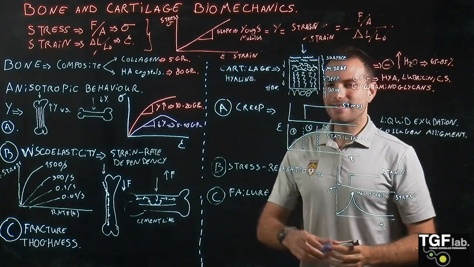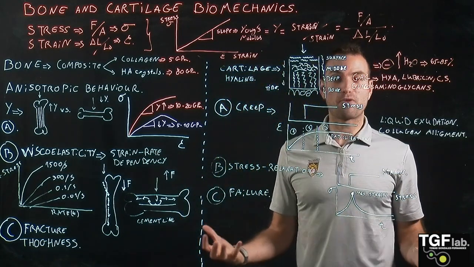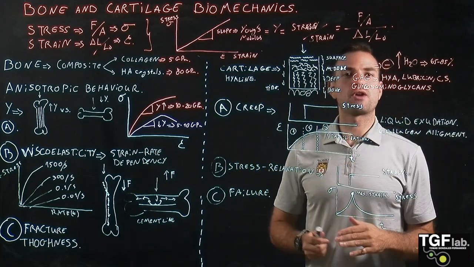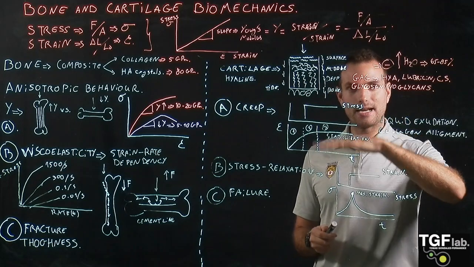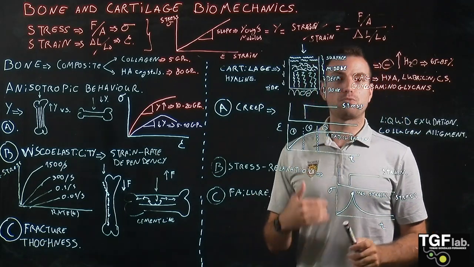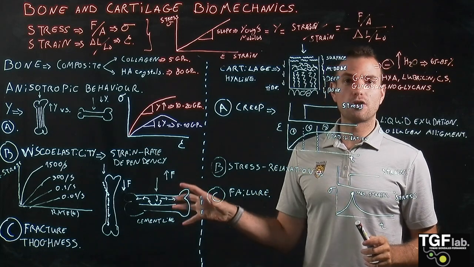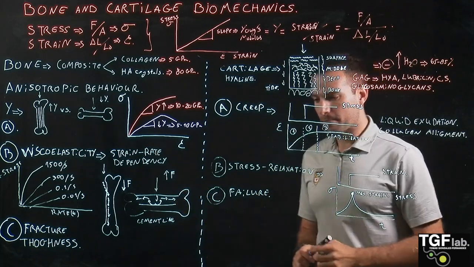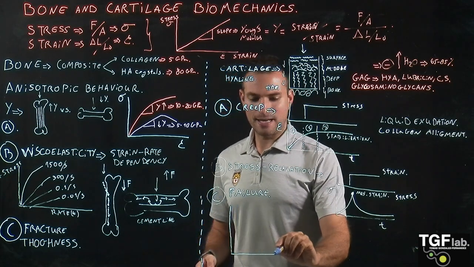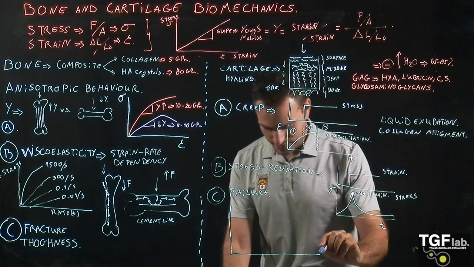So this is a test in which we compress the cartilage until it breaks. In the creep and the stress relaxation tests, we are not breaking the cartilage. We are just testing the mechanical properties of the cartilage without breaking it. But in the failure test, we are going to disrupt totally the cartilage. We are going to destroy it. So thanks to the failure test, we can see different characteristics here.